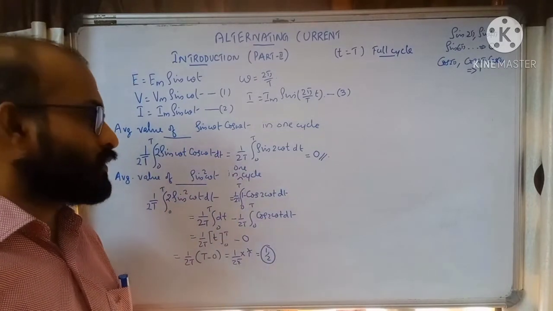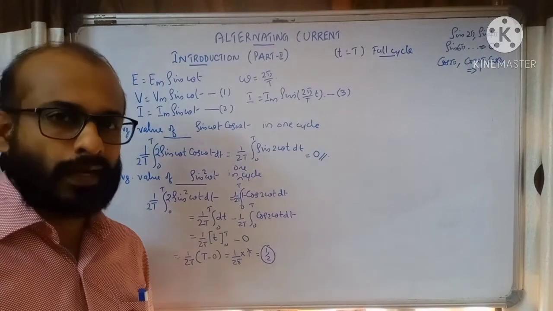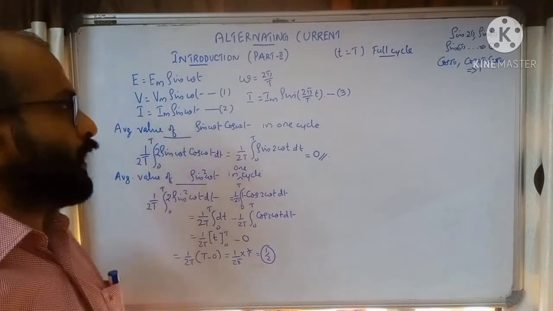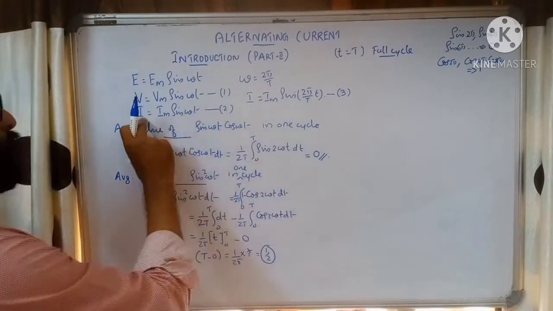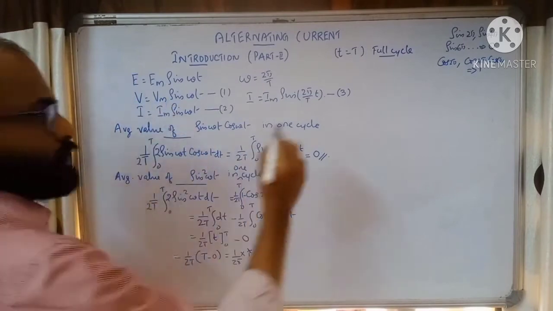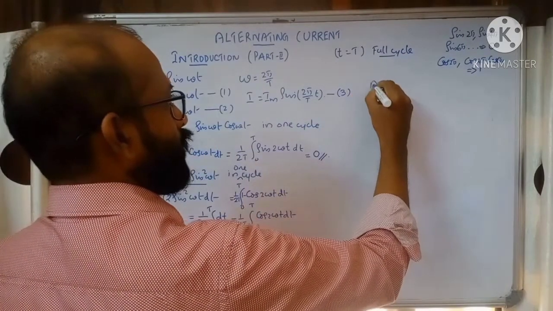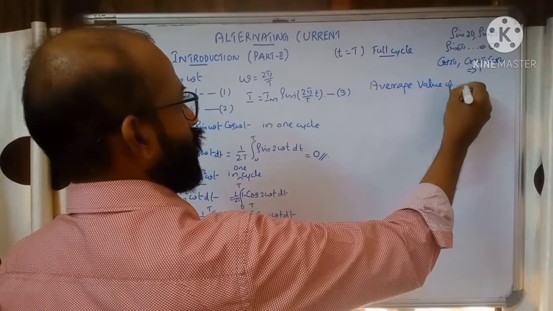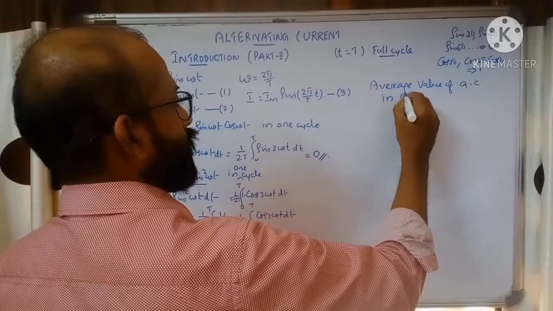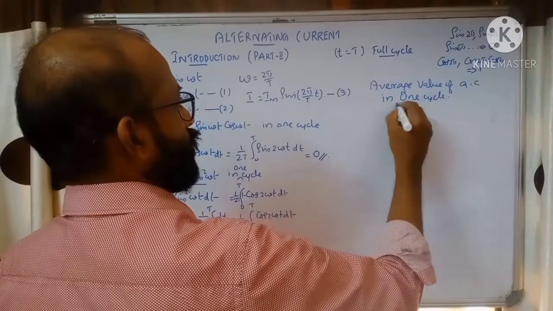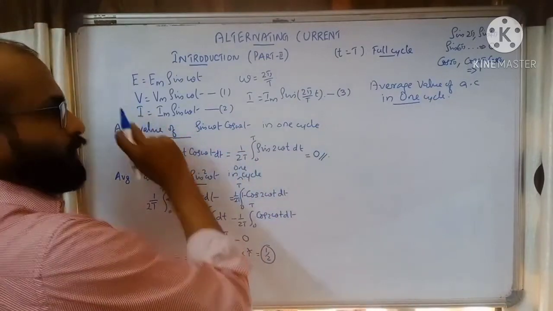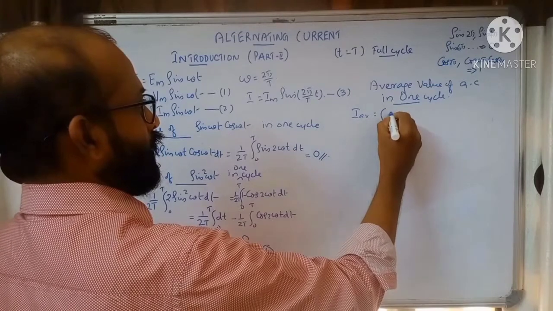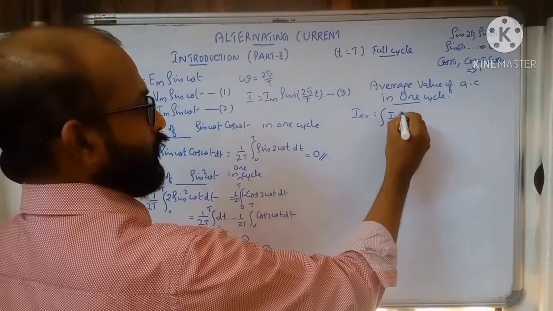Now we are going to see the average value of alternating current in one cycle. We need to see what will be the average value. So this is our equation of alternating current: I is equal to Im sine omega t. We will see the average value of alternating current in one cycle. How will you find it? This is the instantaneous current. For one cycle, I average is equal to integral of I, the instantaneous current, dt.